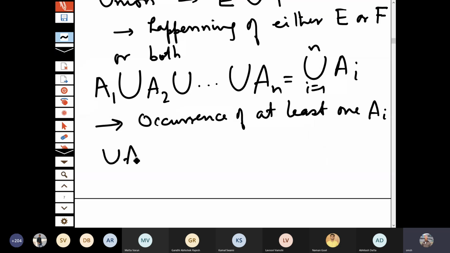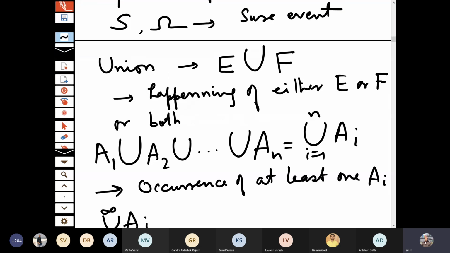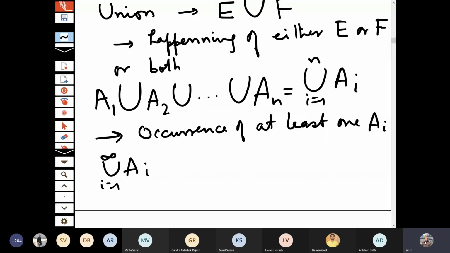You can actually consider even union of an infinite number of events also. So these are all allowed. Union of sets is well defined, since I am saying an event is a set. In physical terms, it means occurrence of any one of them, at least one of them. So if I say A1 union A2 up to An, then A1, A2, A3 may occur, or A1, A2, A4 may occur, or A7, A11, A13 may occur, and so on. It can be union of any number of them.